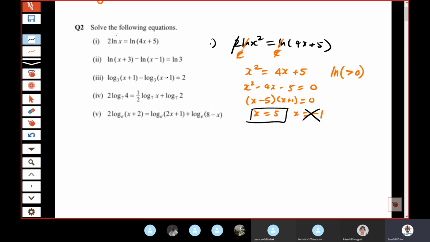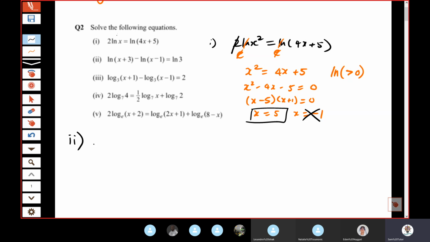Solving logs. Must watch out for logging a negative, because you can't log a negative. That's it. With exponential equations, you won't have that problem. With logs, you will have that problem. Keep that in mind. Let's try 2ii.